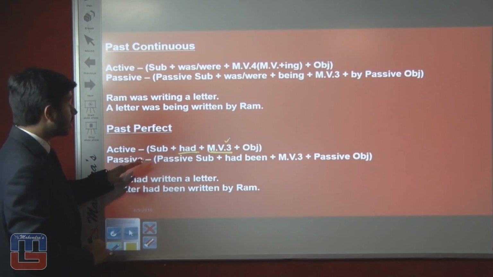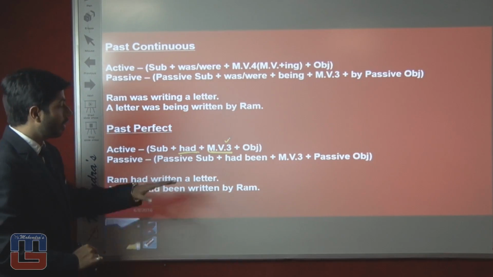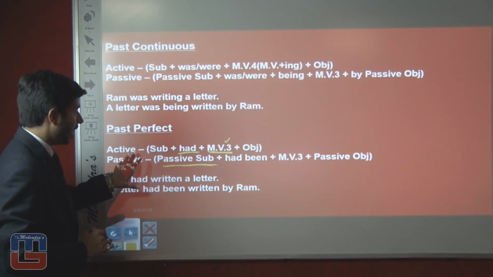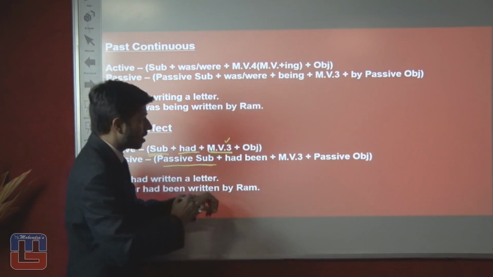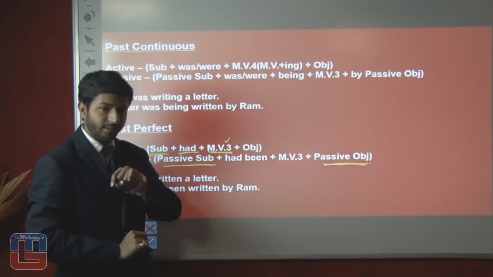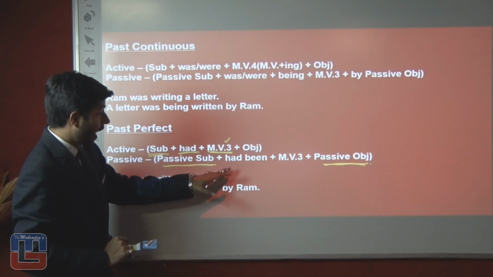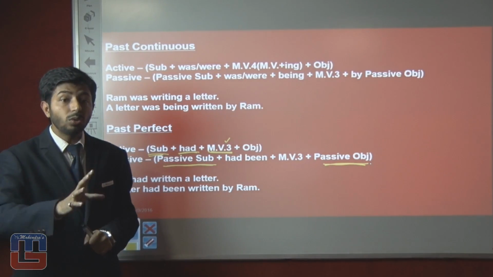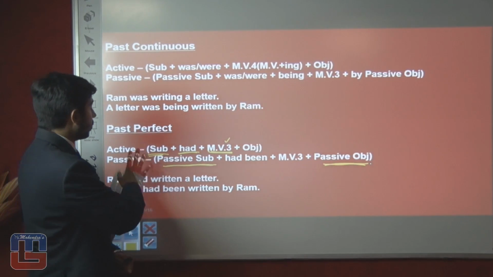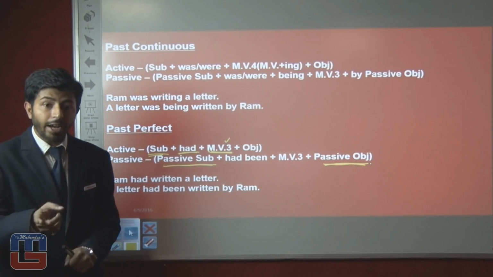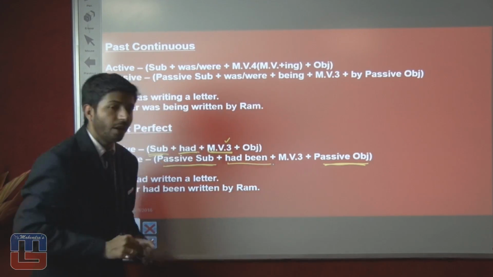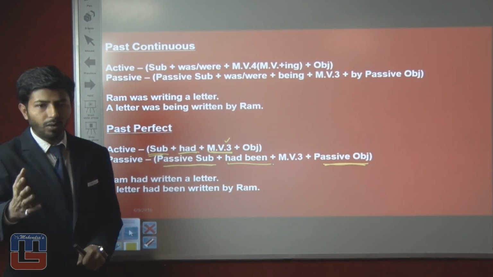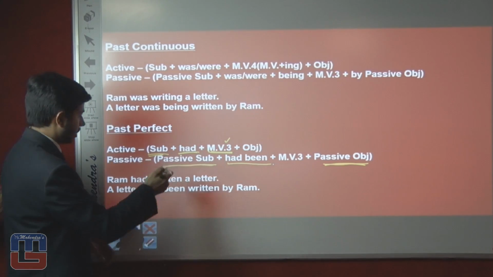And if we talk about the structure of passive voice, passive subject, which is the object of active voice, and the subject of active voice becomes the object of passive voice. And had been, here the helping verb used is had. Had is used in the active voice of past perfect, and had been is the helping verb which is used in the passive voice of past perfect, and the main verb third form should be used. So this is the structure.